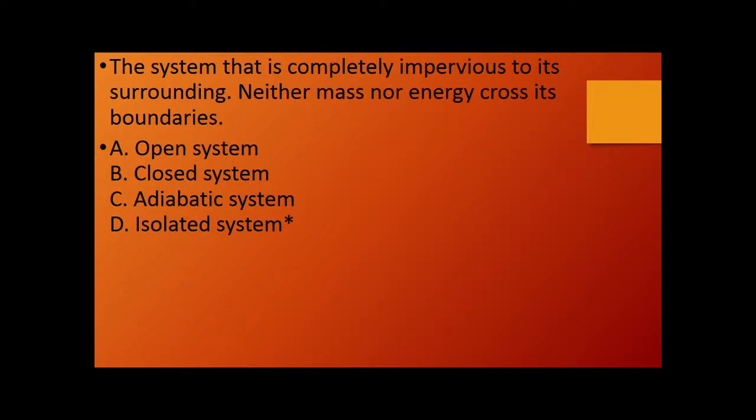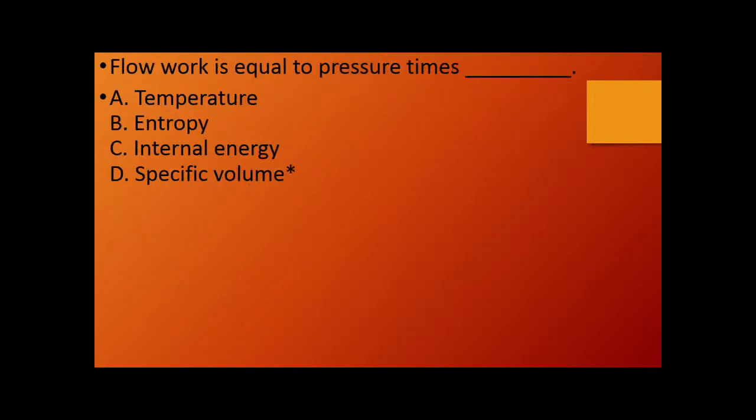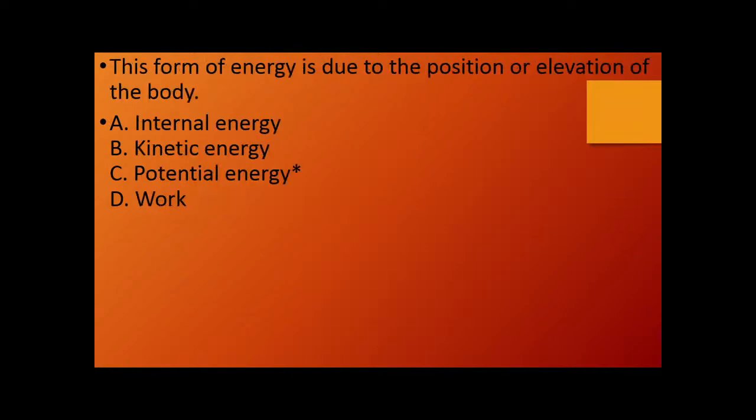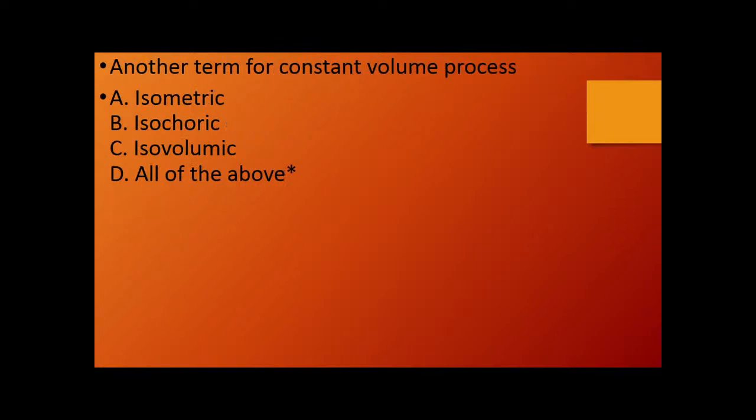Answer, isolated system. Flow work is equal to pressure times: answer, specific volume. A device used to measure small and moderate pressure differences: answer, manometer. This form of energy is due to the position or elevation of the body: answer, potential energy. Another term for constant volume process: answer, isometric, isochoric, isovolumic.